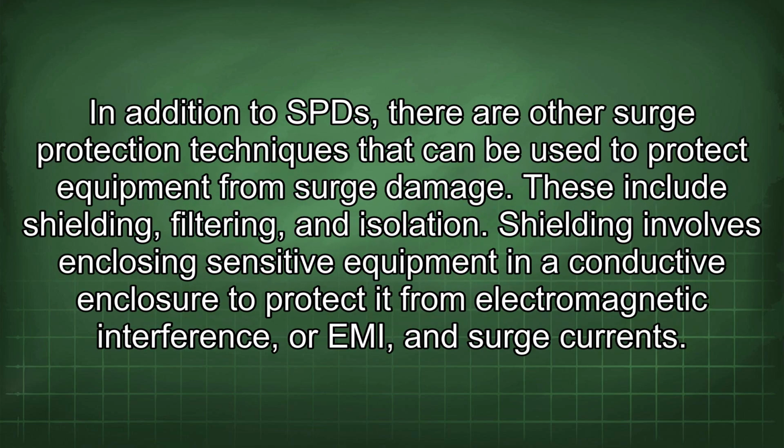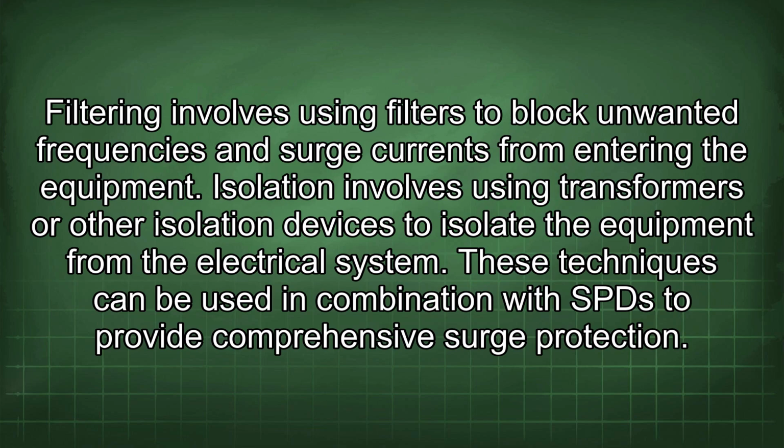In addition to SPD, there are other surge protection techniques that can be used to protect equipment from surge damage. These include shielding, filtering, and isolation. Shielding involves enclosing sensitive equipment in a conductive enclosure to protect it from electromagnetic interference, or EMI, and surge currents. Filtering involves using filters to block unwanted frequencies and surge currents from entering the equipment. Isolation involves using transformers or other isolation devices to isolate the equipment from the electrical system. These techniques can be used in combination with SPD to provide comprehensive surge protection.